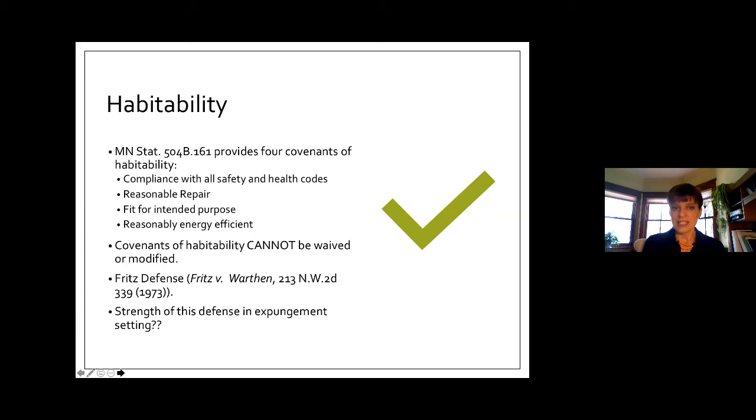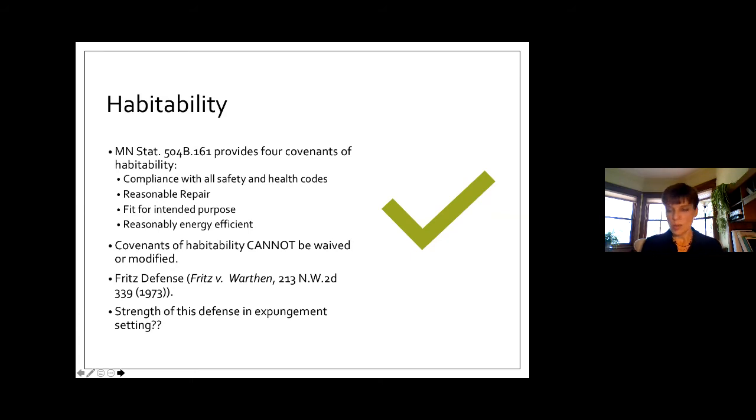If a place is not in proper repair or does not meet the health and safety codes or is not fit for the intended purposes, a tenant can raise that as a defense for non-payment of rent at the eviction setting. I can tell you it's best if tenants don't wait to be evicted if they're withholding rent and instead file a rent escrow action to get those repairs made. But the Fritz v. Worthen case did recognize the right of a tenant to say in a non-payment case that there were repairs, so therefore I didn't get what I had bargained for and I didn't pay the rent.